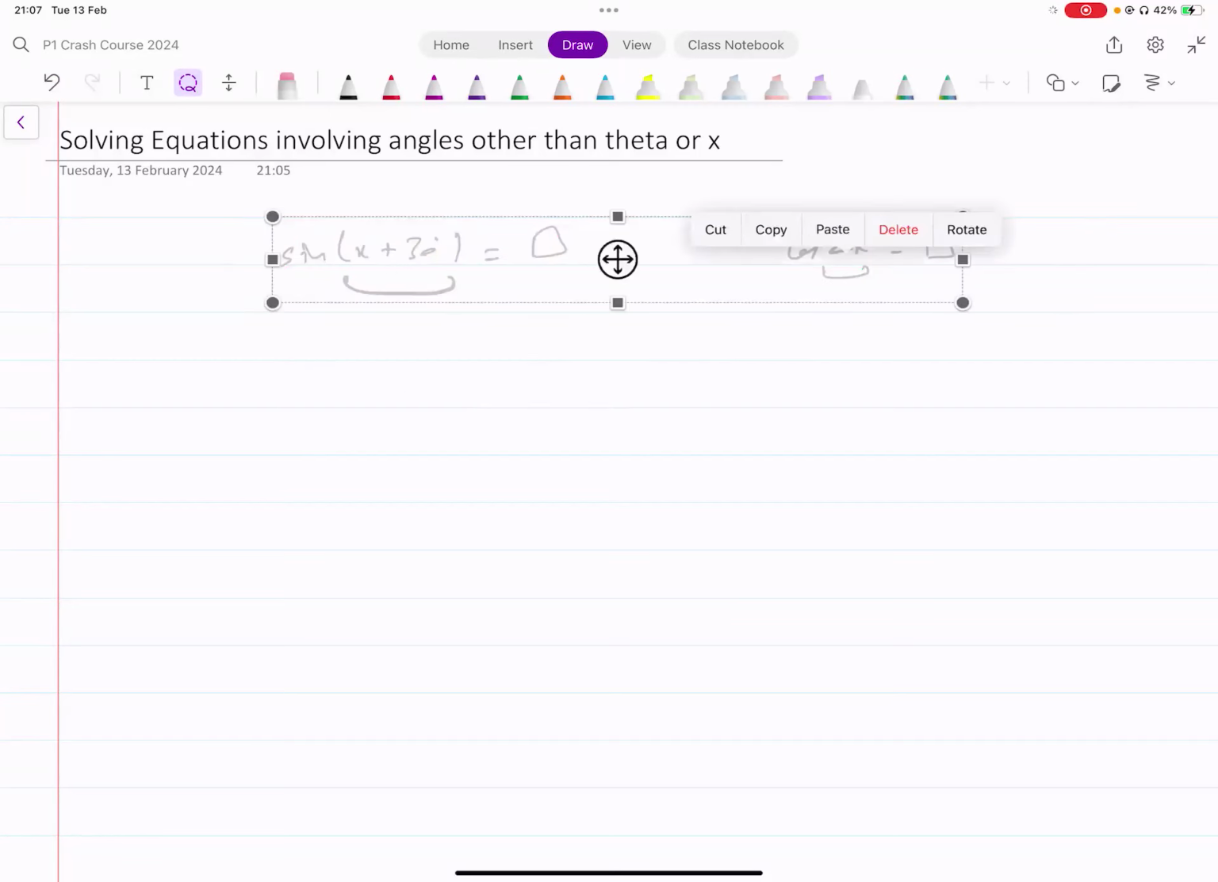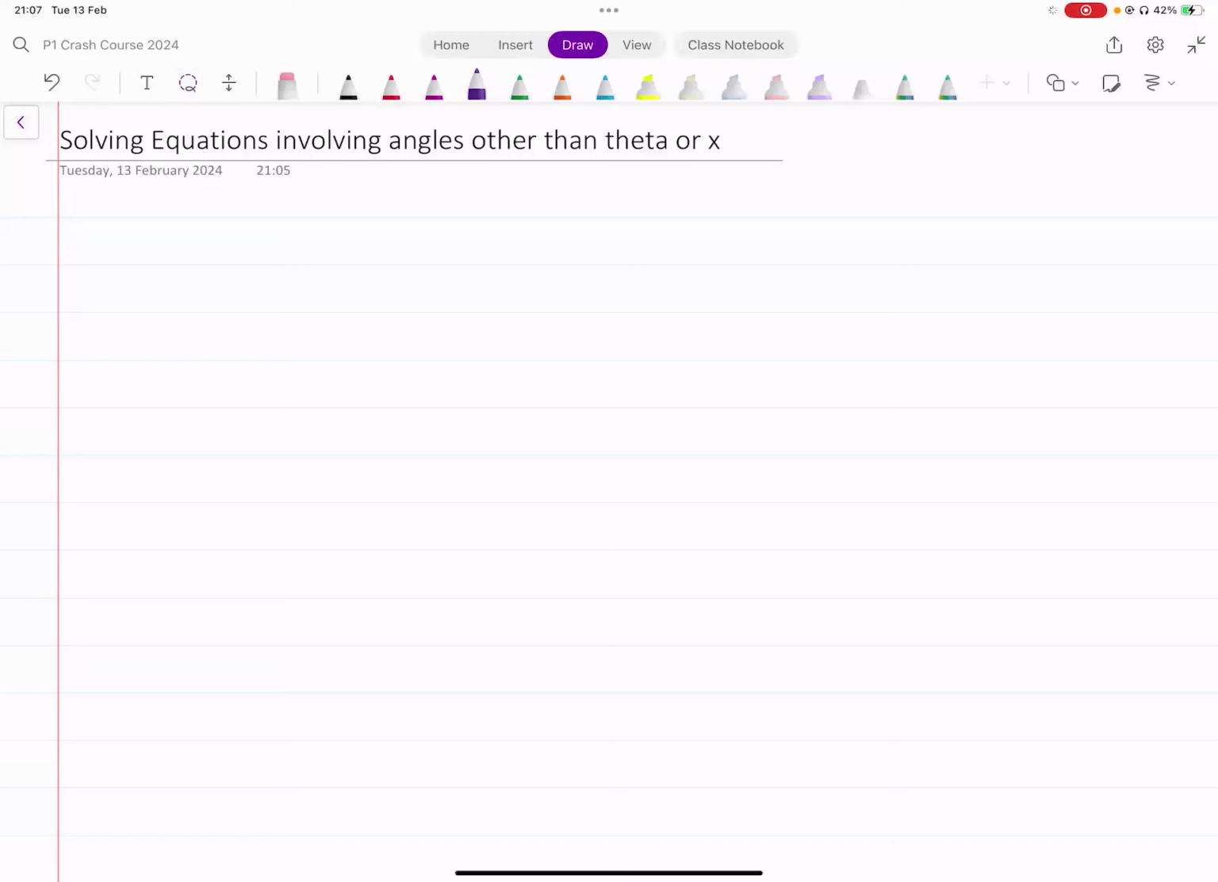Let's take an example. Let's say you have an equation that looks like this: cos of theta plus 60 is equal to 0.85. Let's say you want to solve this equation. This is the equation that we want to solve, and we know that theta is between 0 degrees and 360 degrees. That's the interval that we have.